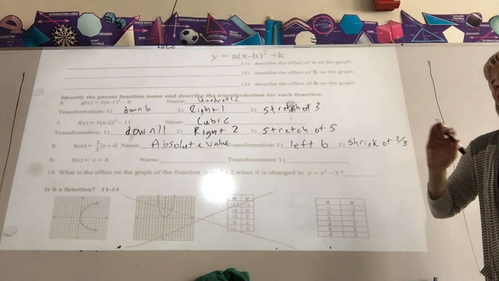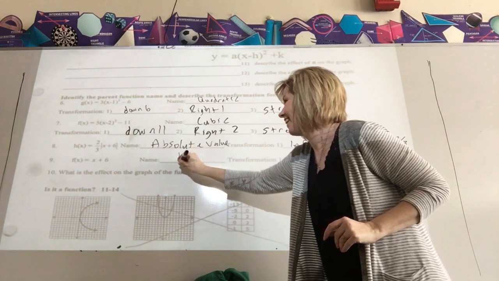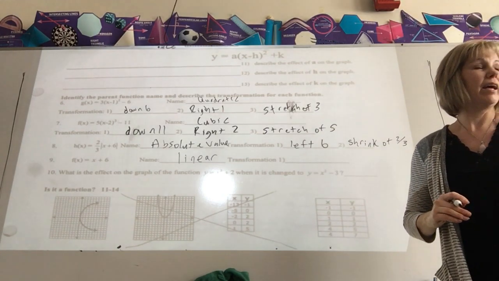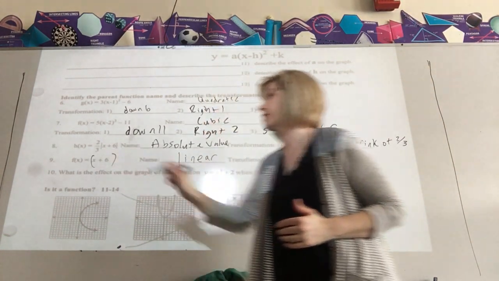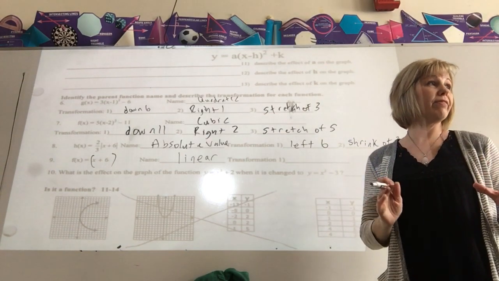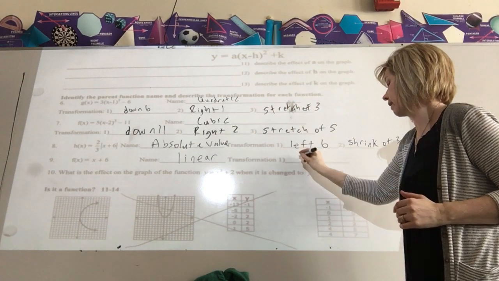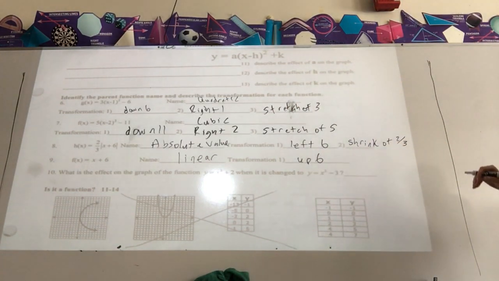Okay, the last one. This is probably the hardest one. Which one is this? Linear. And what's the only thing that's happening to it? It would be left 6 if there was parentheses there. No parentheses, so it's up 6. Up 6, and we won't talk about that yet.